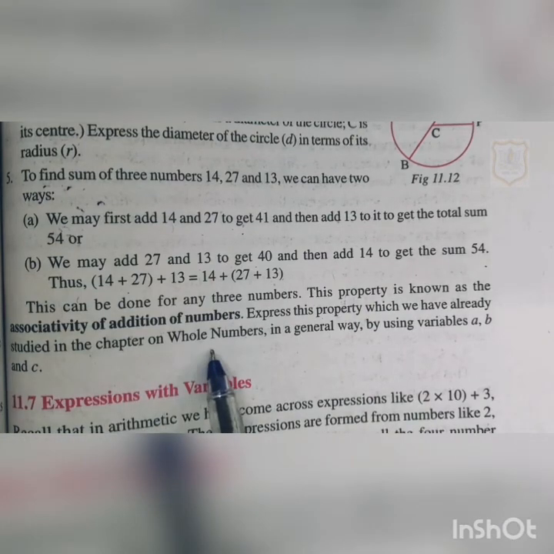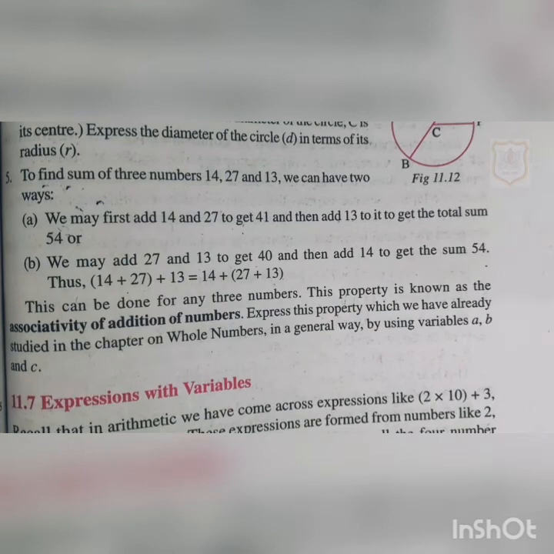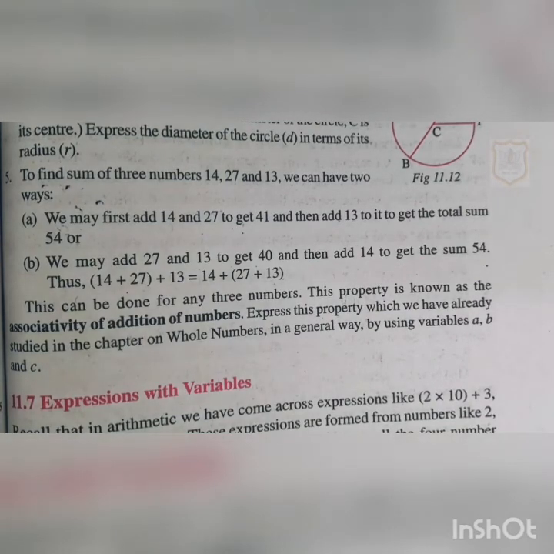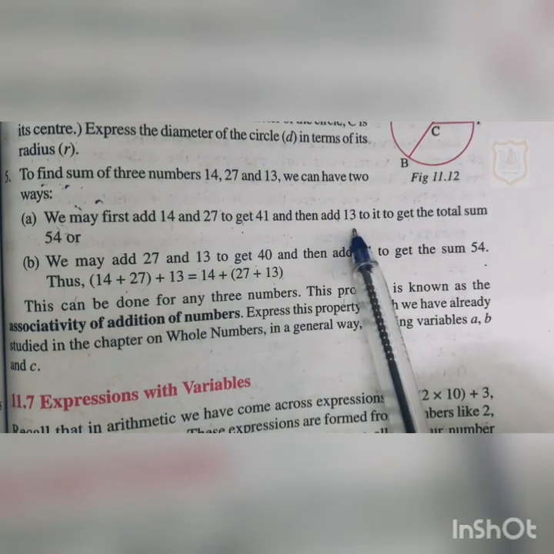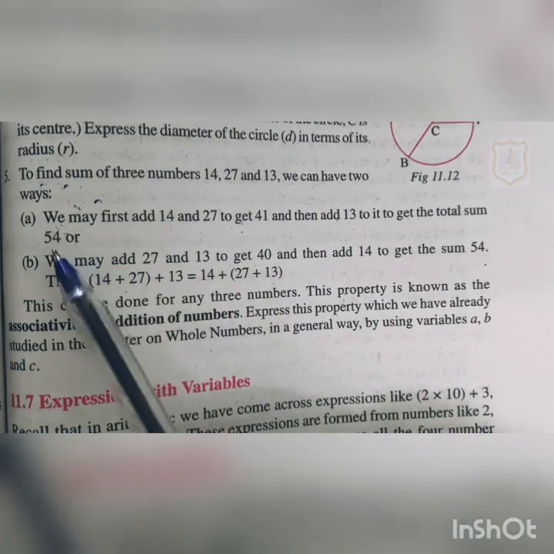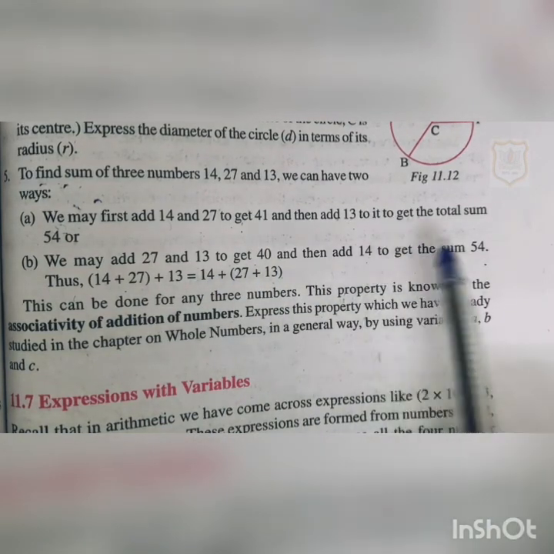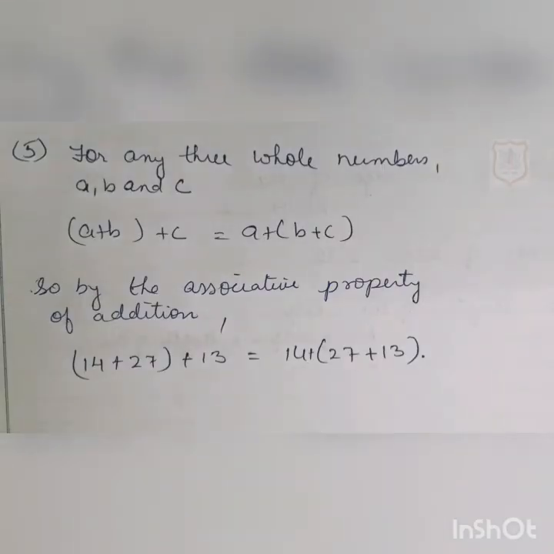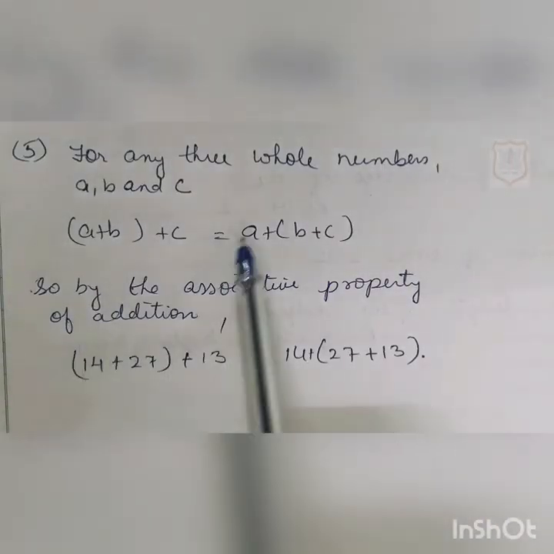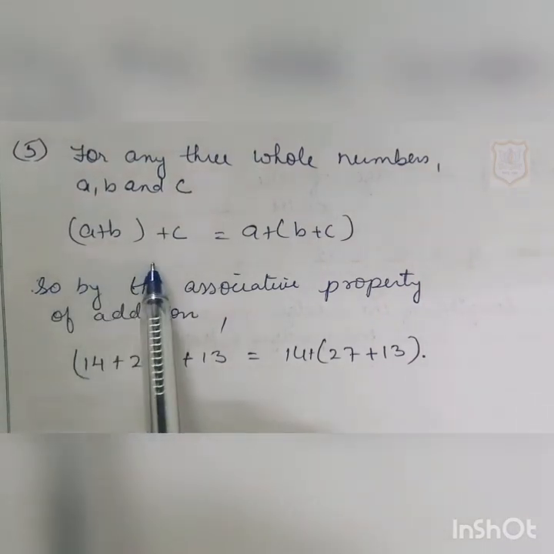This property is known as the associativity of addition of numbers. Now this we have to express in terms of A, B, C. So we have 3 numbers 14, 27 and 13. We'll express this in the variables A, B, C. Now then we will add it. For any 3 whole numbers A, B, C, A plus B in bracket plus C is equal to A plus B and C in bracket.